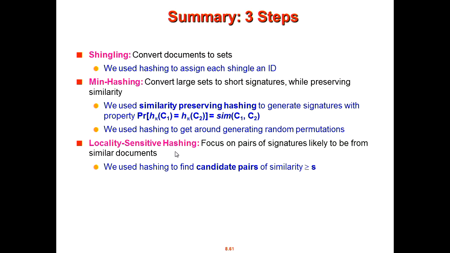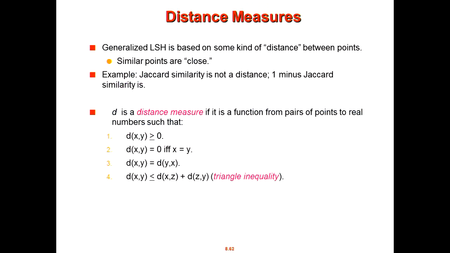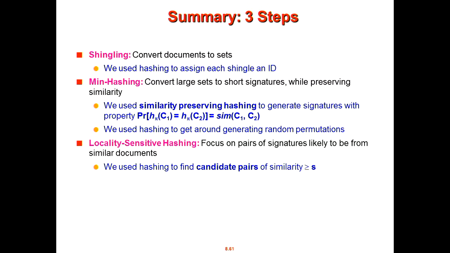The last step is called locality-sensitive hashing. We focus on pairs of signatures likely to be from similar documents. These are candidate pairs, and we use this technique to find candidate pairs of similarity larger than the given threshold. That is the summary of today's lecture.